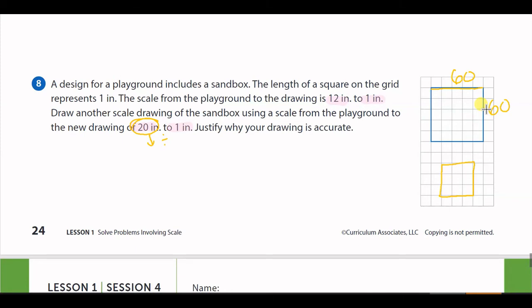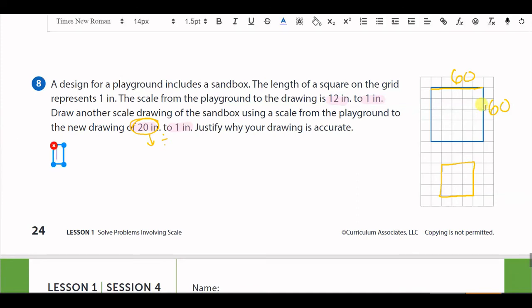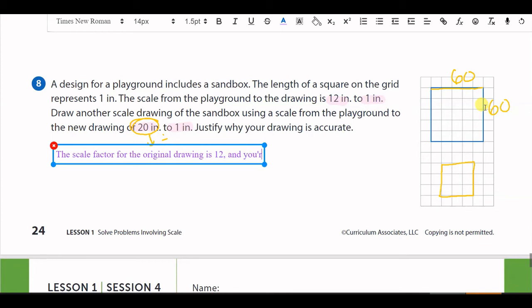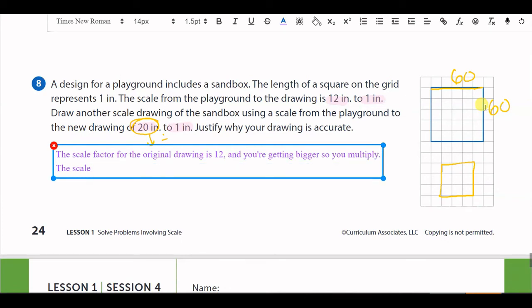Let's think about this. I'm going to use my typing tool again. So the scale factor for the original drawing is 12, and you're getting bigger, so you multiply. The scale factor for the new drawing is 20, and you're getting smaller, so you divide. There you go.